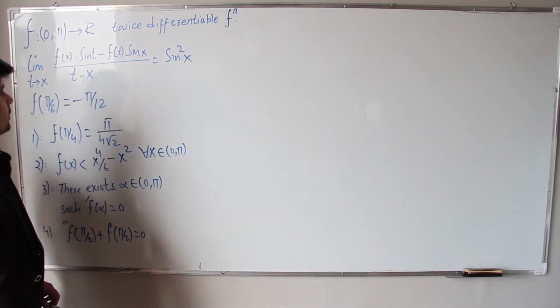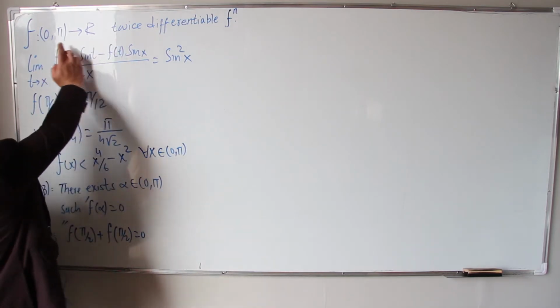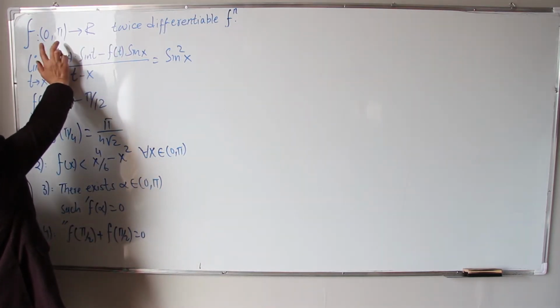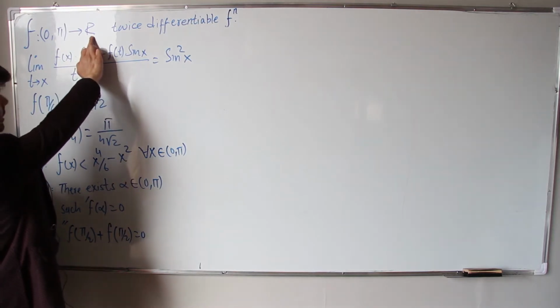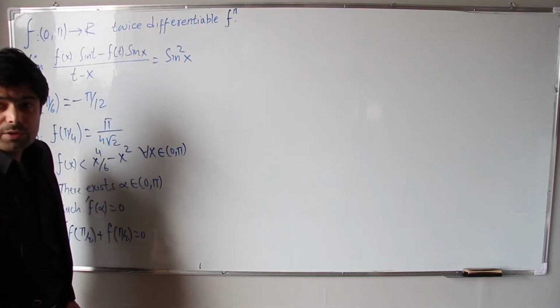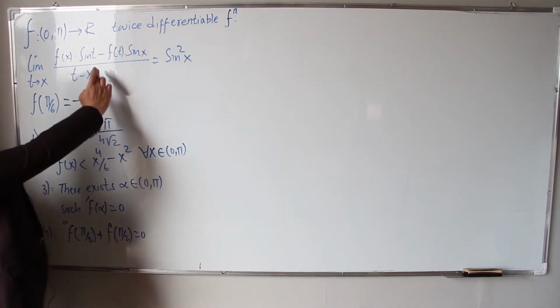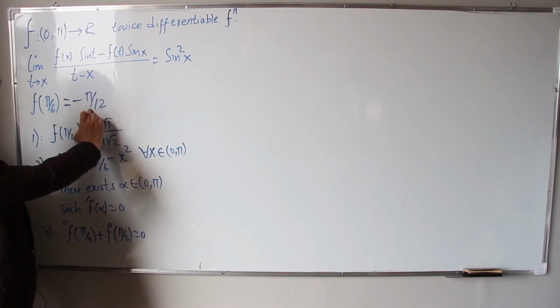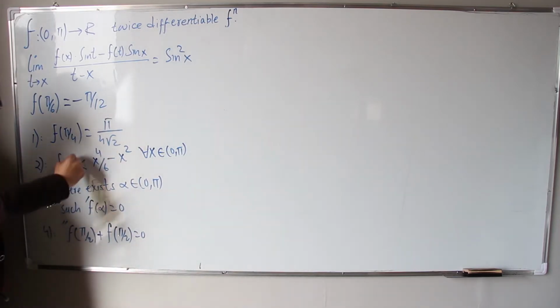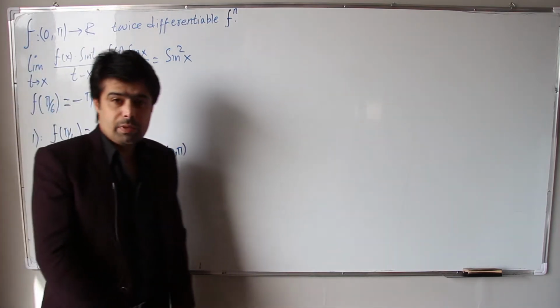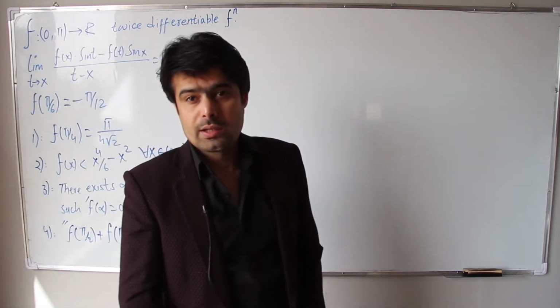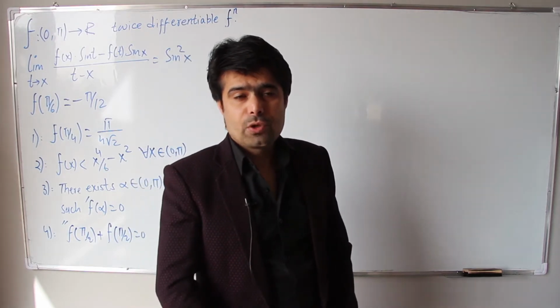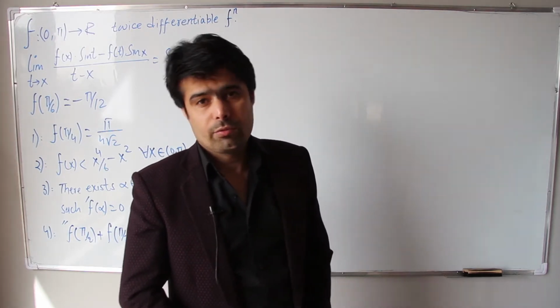Today we are coming for this week's question. We have a function whose domain is the open interval 0 to pi and range is the real numbers. It's a twice differentiable function, and we also have this limit and these conditions. Which answer is correct, or which answers are correct? It's a multiple choice. You can choose one answer, two, three or four.